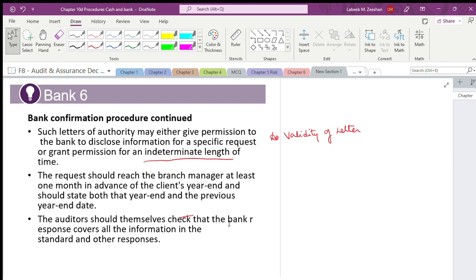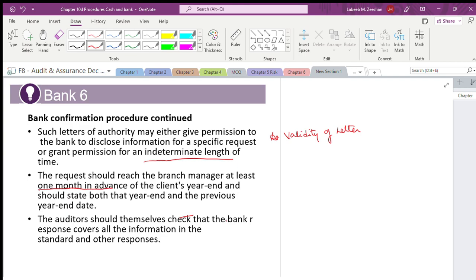They will say this letter is valid for 6 months, or this letter is for only the next 15 days. Now the concept is very clear. Whenever your bank is giving any letter, they say this letter is valid for the next 6 months only. That is the basic procedure. The request should reach the branch manager at least 1 month in advance.